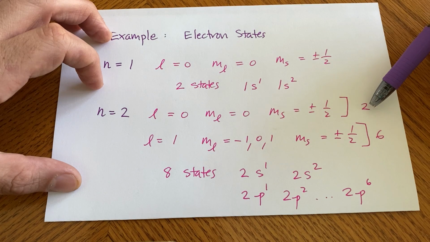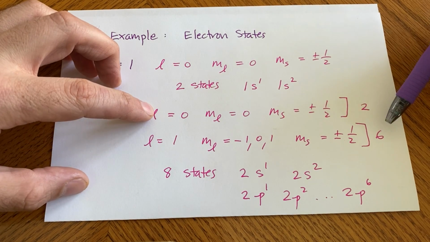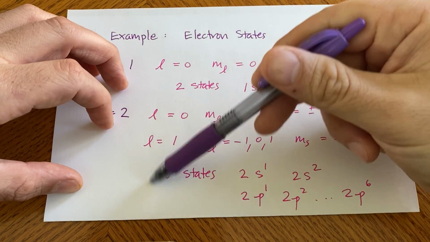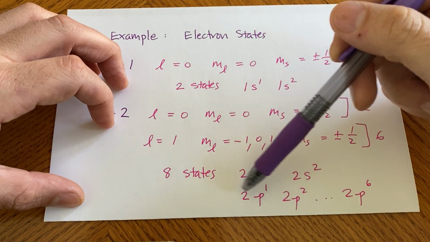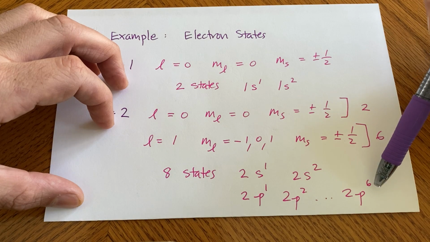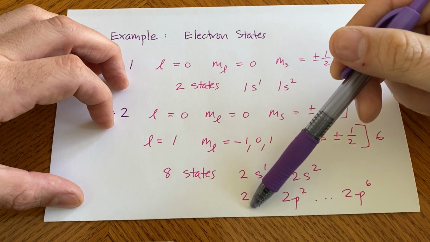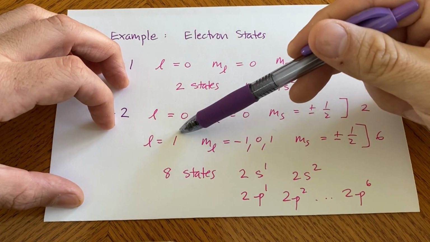So now we have a total of 2 in the L equals 0, 6 in the L equals 1, so we have 8 states, which would be the 2s1, 2s2, and then all the 2p's. So 2p1, 2p2, all the way up to 2p6. The p orbital is the L equals 1.